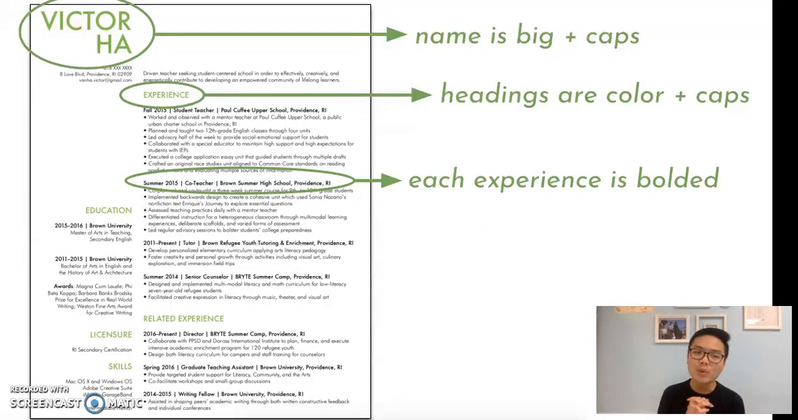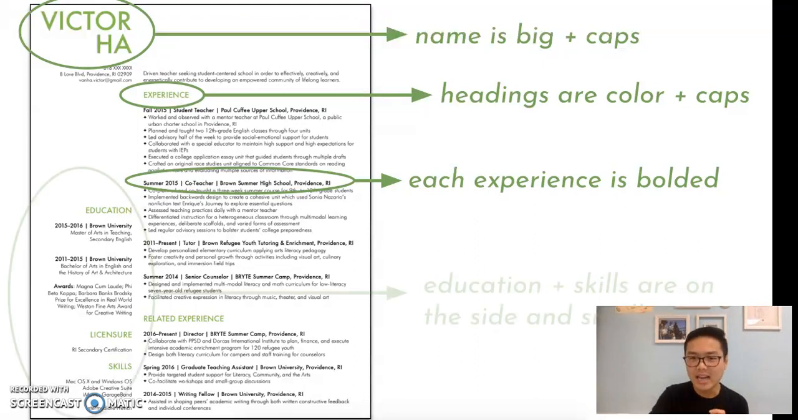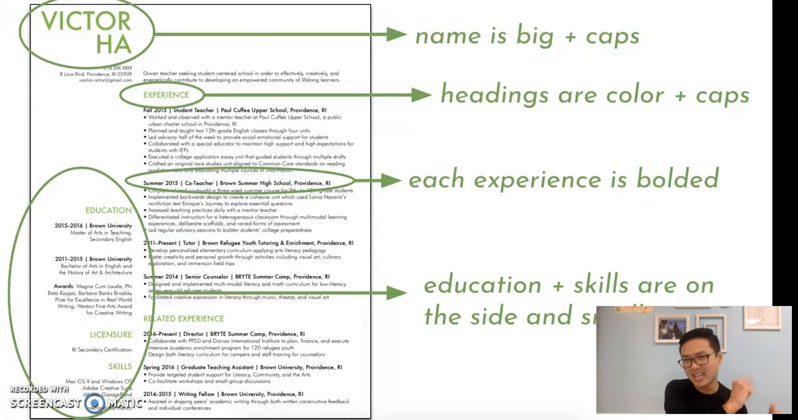And lastly, what do you notice about where my education and my skills and my awards and that kind of stuff is? Where's that extra stuff? Yes, exactly. That extra stuff is all on the side and it's kind of smaller. It's all on the side so that in the middle, this big thick section is all my experiences and talking about it. And then to the side are the education and skills. Yeah, and so that's my packaging.